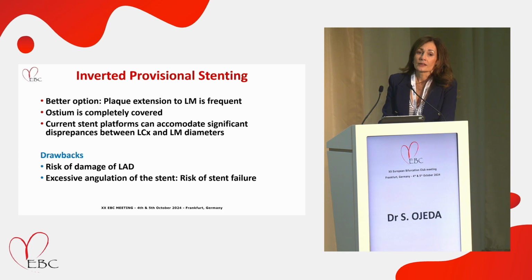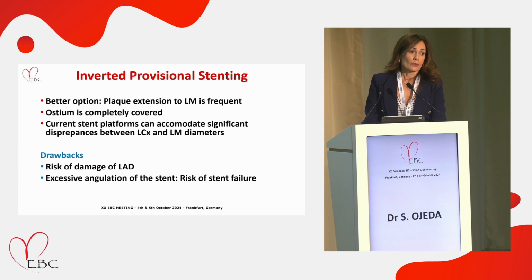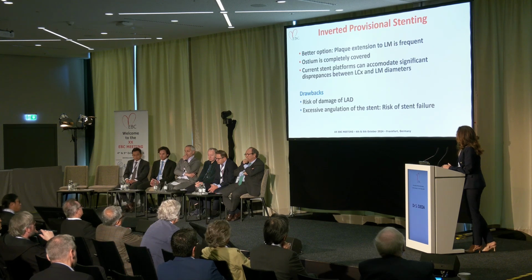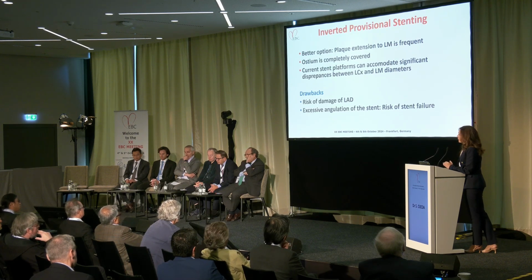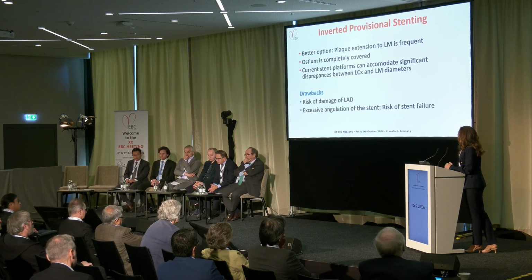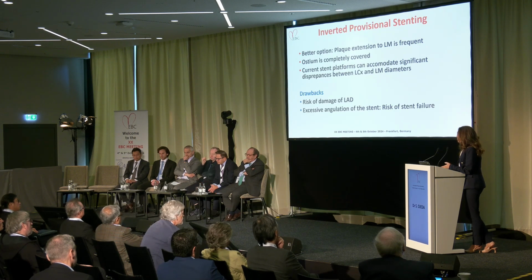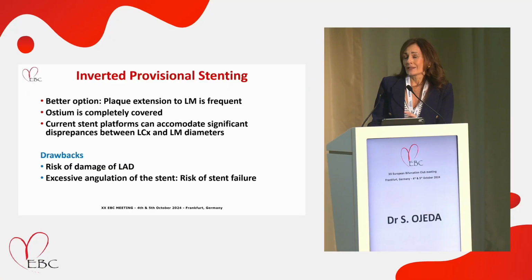Inverted provisional stenting is maybe the better option for most of the cases, because the plaque usually extends to the left main. With this technique, the ostium is completely covered, and current stents can accommodate significant discrepancy between circ and left main diameter. So the issue of the mismatch is less relevant nowadays.